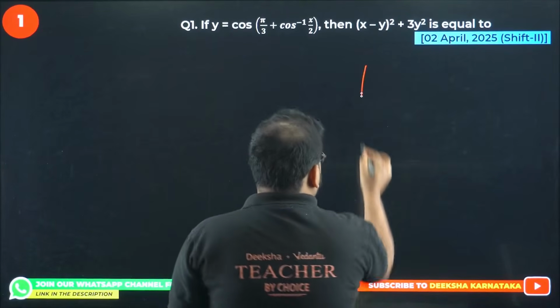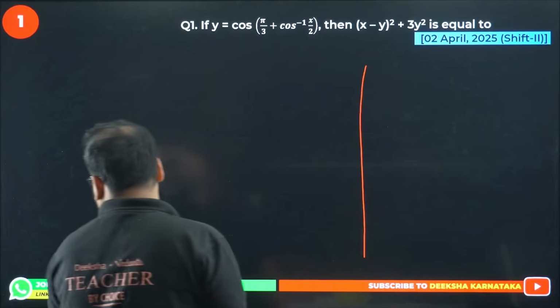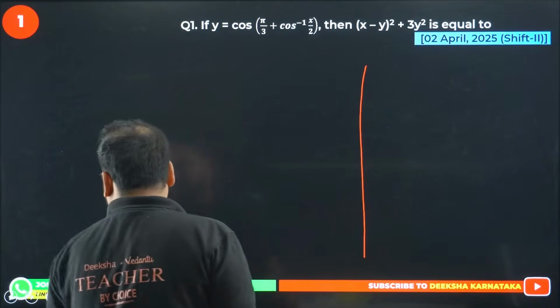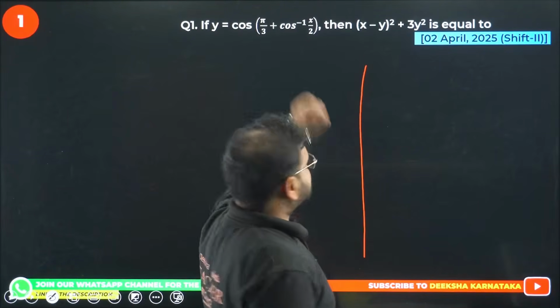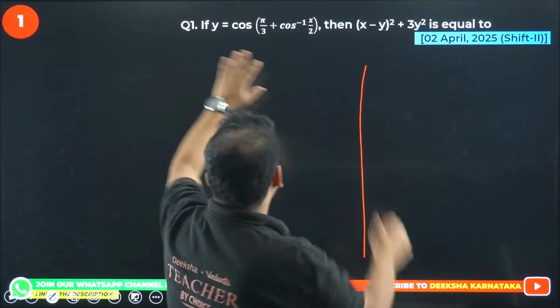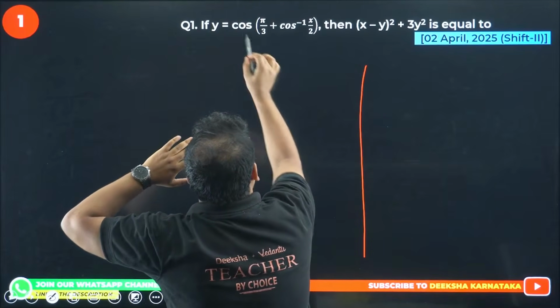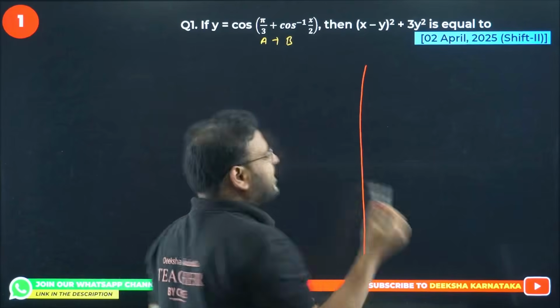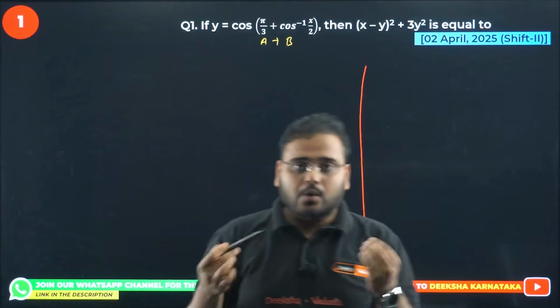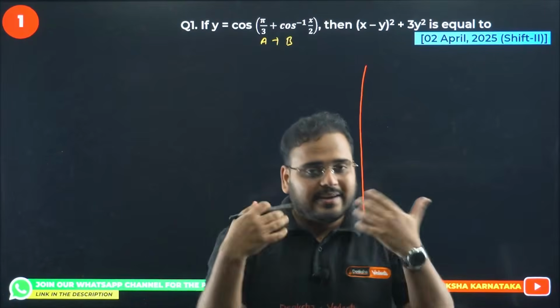So first things first, what are we going to do right now? We'll look at what they have given to us. You can see there is something in terms of cos. Cos of (a plus b) is forming here. Cos inverse of x by 2 is also an angle, right? Cos inverse of x by 2 is also an angle.